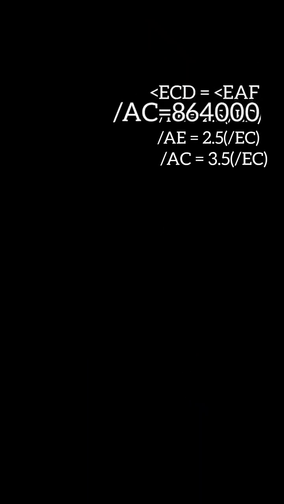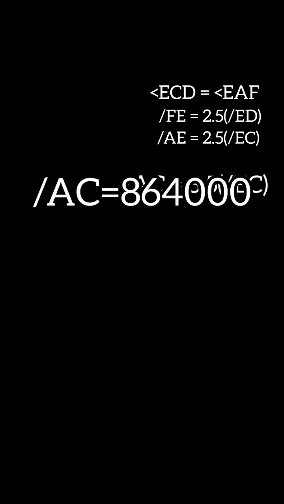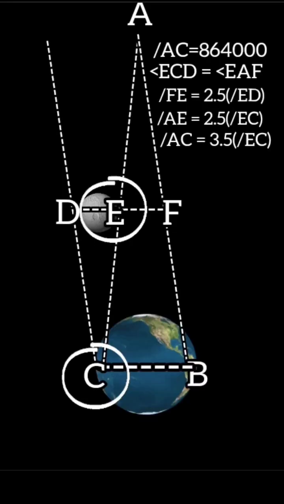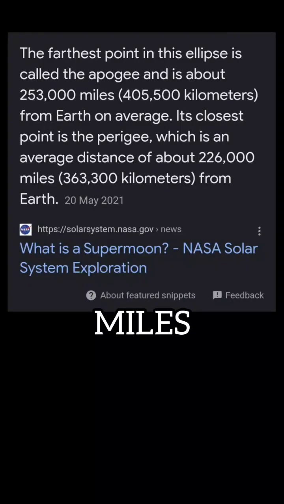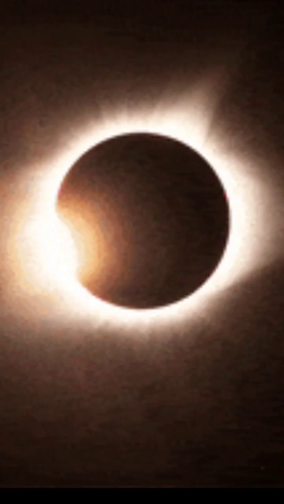So length AC is 864,000 miles, and that is 3.5 times the distance of EC. Length EC, remember, is the distance to the moon. So now it's simply 864,000 divided by 3.5, which gives us 246,857 miles. That sounds pretty good to me. Let's check the modern stats. Look at that. Between 226,000 and 253,000 miles. We are bang on the money.